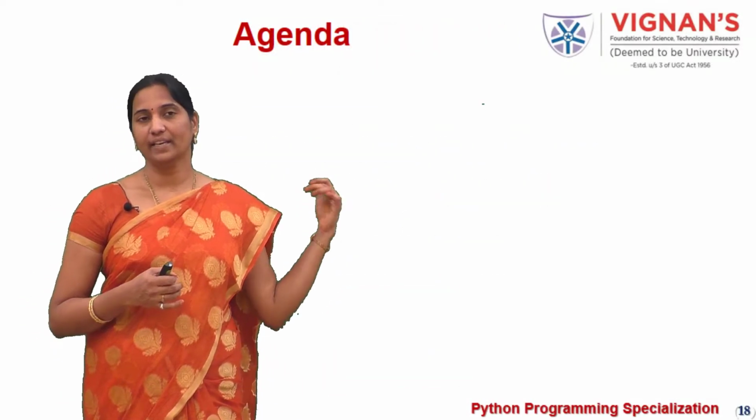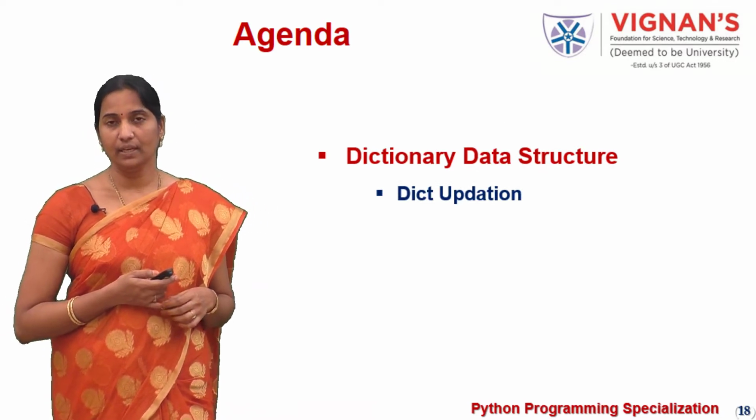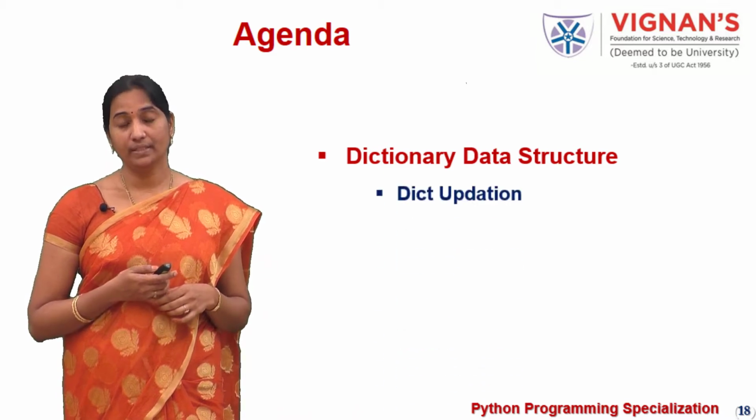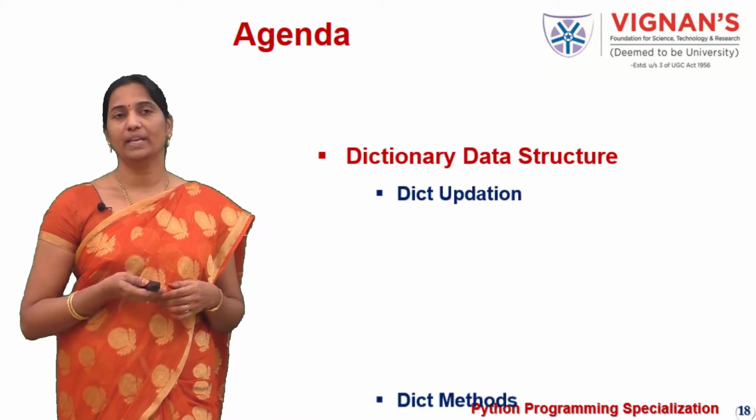So we are at the second part of the dictionary data structure. In this lecture, we'll be discussing how do we update an existing dictionary, and moreover, what are the different methods available in the dictionary class and how do we use them with suitable examples.